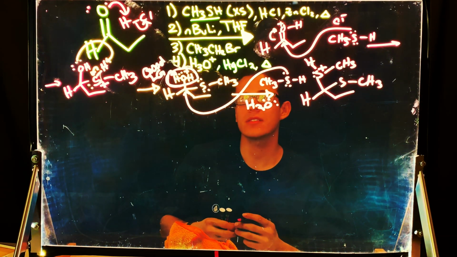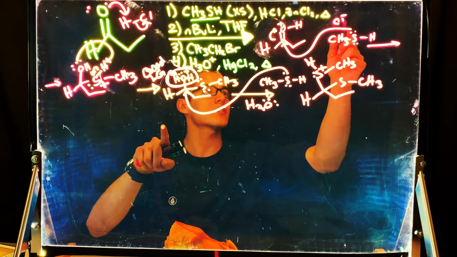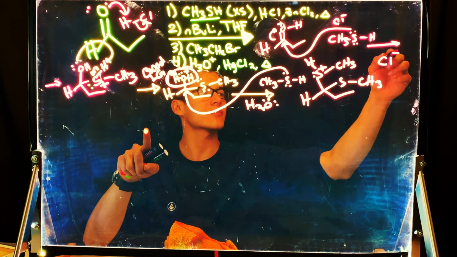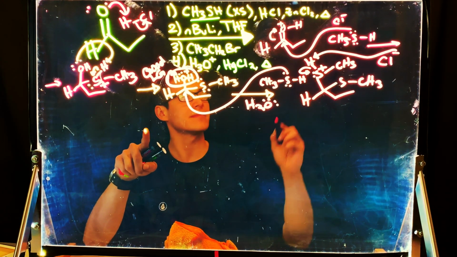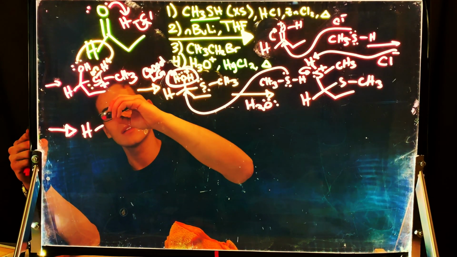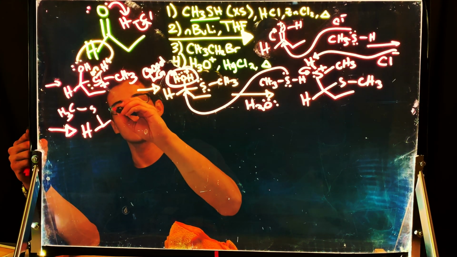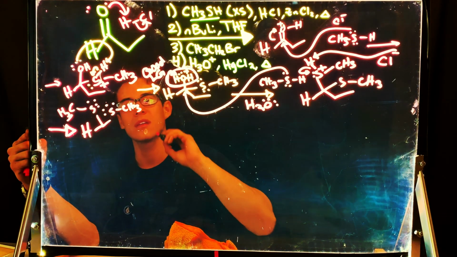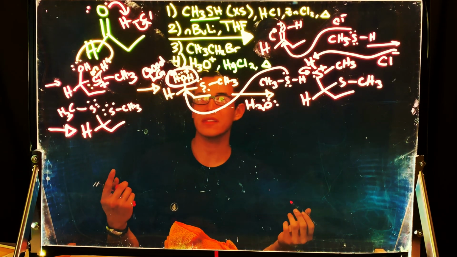Okay? So in this first step, we form some Cl minus. So we have Cl minus floating around. This can come grab our hydrogen and fix this. So now we have hydrogen, SCH3, SCH3, and we have 2 carbons. Okay, so what do you think is going to happen now?